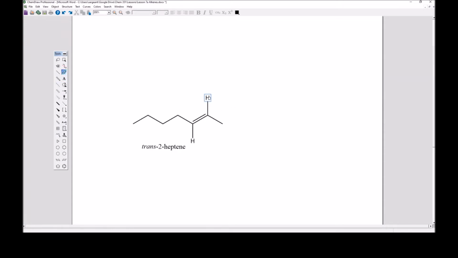Well, what if it's not a hydrogen over here, but what if it's a chlorine? Hopefully you can appreciate that this molecule right here is different. Let me change this. I'm going to put the chlorine on the other side. These two are not the same compound. They are not superimposable on each other. They are stereoisomers of each other.